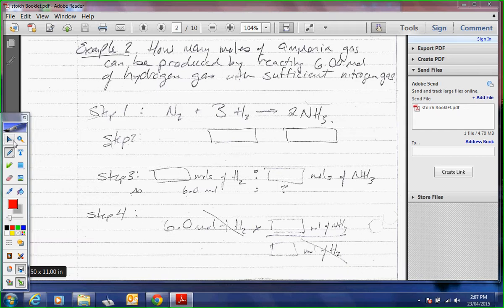What was step 2 again? Step 2 was put the information underneath. So what information goes with the hydrogen? 6 moles. So N equals 6.00 moles. Why have I put the 0.00 there? So I remember my significant digits. What information goes under the ammonia? N equals question mark.